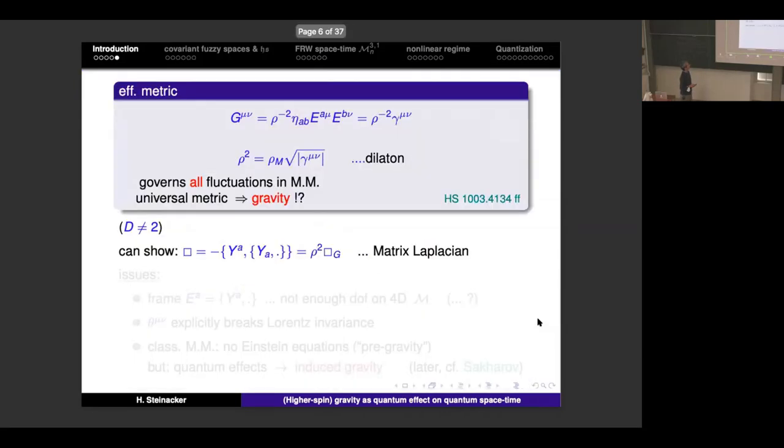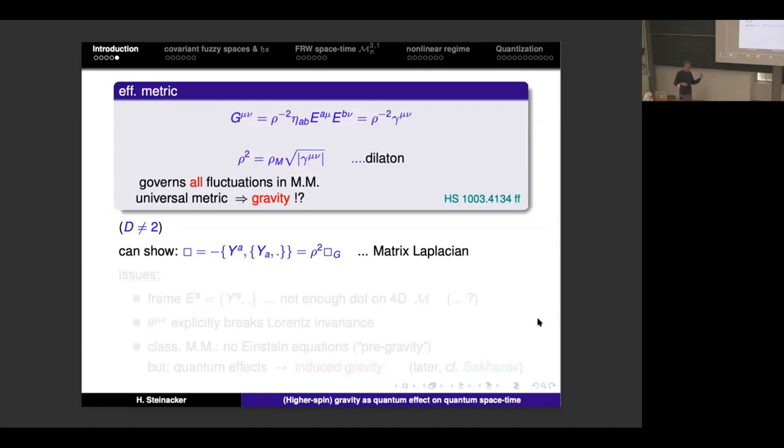Okay, so there is the metric. By the way, you can even show that this double commutator or the double Poisson bracket, if you contract it with these matrices, it really is the metric Laplacian corresponding to this effective metric. So that's sort of an easy exercise. Okay, so that looks very nice. So you get some kind of a gravity theory.